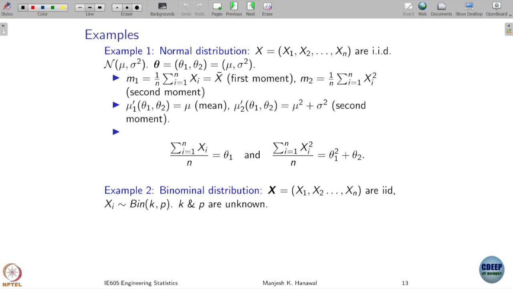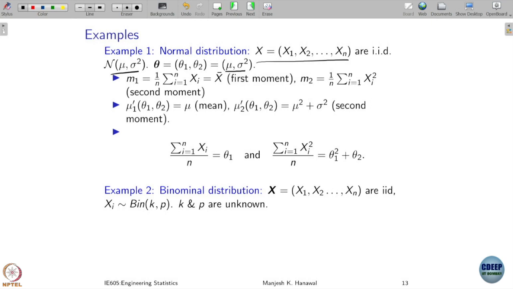How does this work? Again, let's take samples x1 to xn, which are IID and coming from a Gaussian distribution with parameters mu and sigma square. Now I am assuming that my parameters mu and sigma square are both unknown. I'm going to represent them as theta 1 and theta 2. Actually, theta 1 is mu and theta 2 is sigma square.